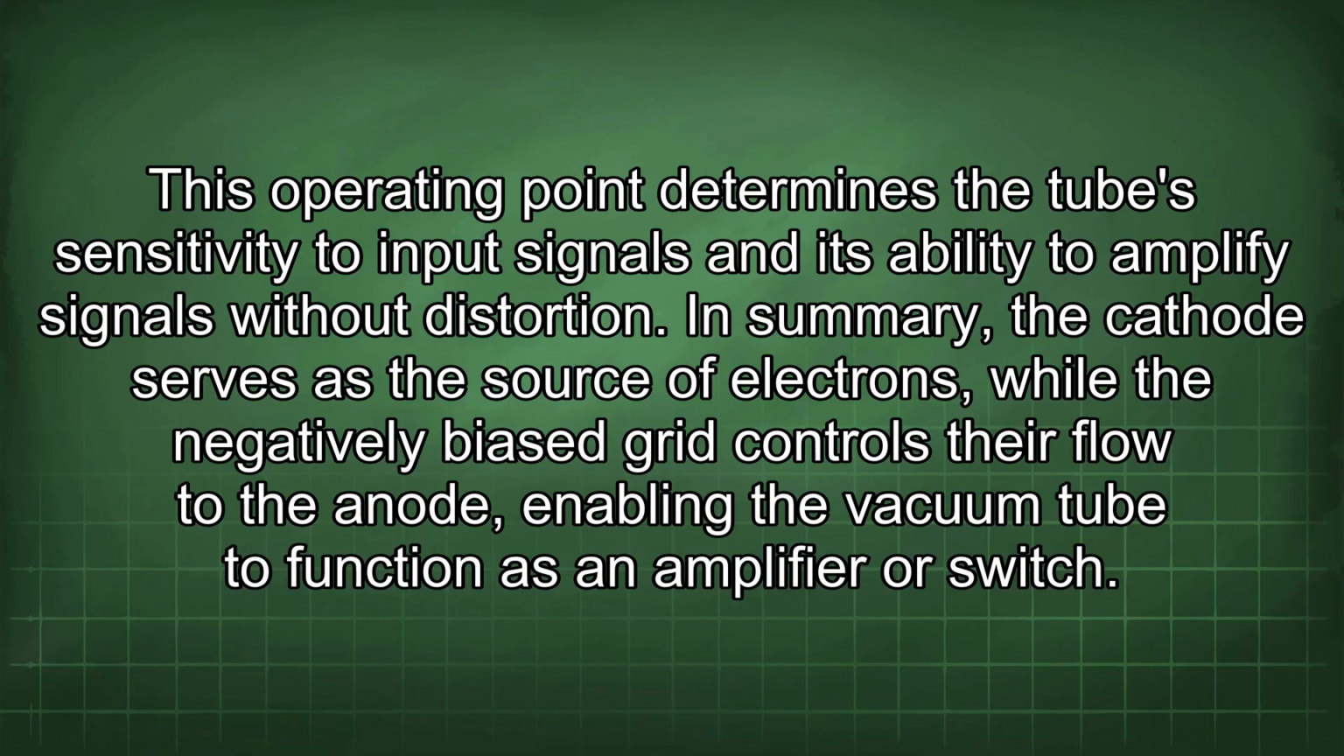without distortion. In summary, the cathode serves as a source of electrons, while the negatively biased grid controls their flow to the anode, enabling the vacuum tube to function as an amplifier or switch.